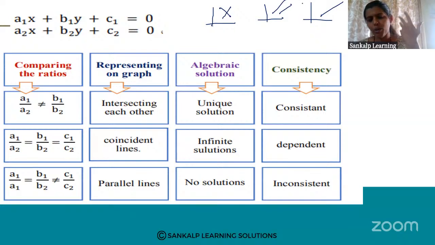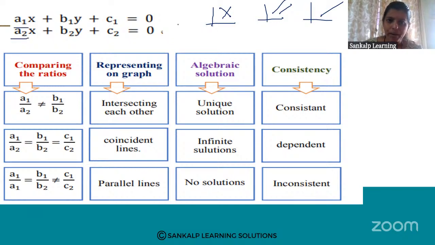But without plotting the graph also, we can tell what is the nature of the graph. Even without plotting the graph, we can say how the two lines or the equations are. So how do we say it? By comparing the ratios. By comparing the ratios means what? Here a1 is there, here a2 is there.